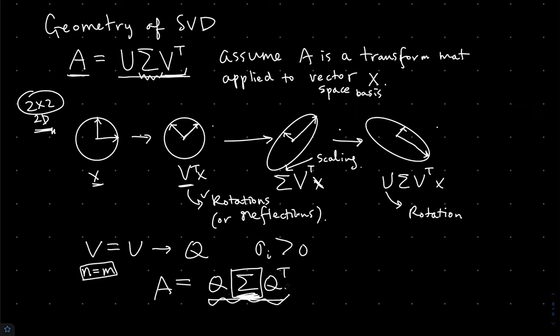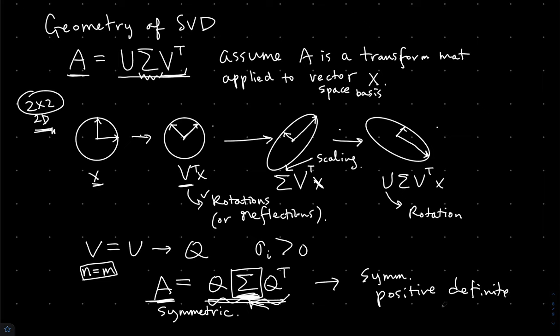So what does that mean? We have a symmetric matrix. This becomes symmetric, right? And then these eigenvalues are all positive. So that means A is a symmetric, positive definite matrix. So that happens when the left singular vectors are identical to the right singular vectors.